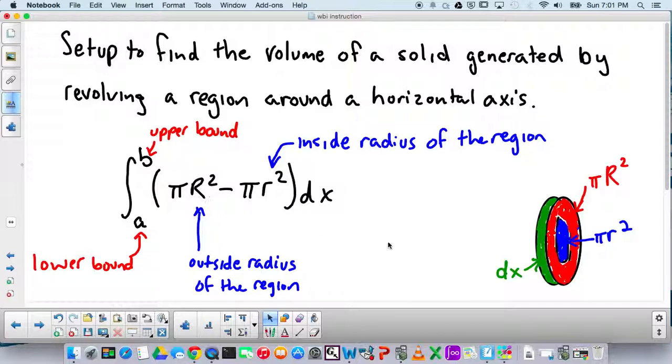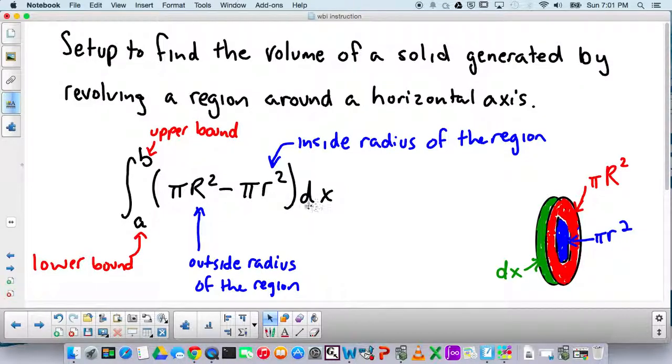Pi big R squared is the area of this big circle, or this red region here, the area of the circle from the outside here to the inside here. We're going to subtract the area of the blue part, because that's going to be the hole for the washer, and that's the part we want to get rid of. The little r is the radius of that region, so the area of that blue part is pi little r squared. If we subtract those, we get the area of this red part, which is the part that we want.